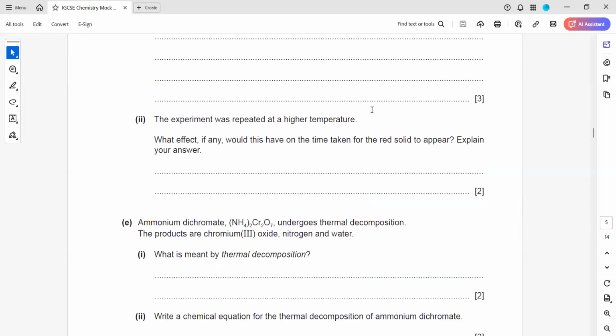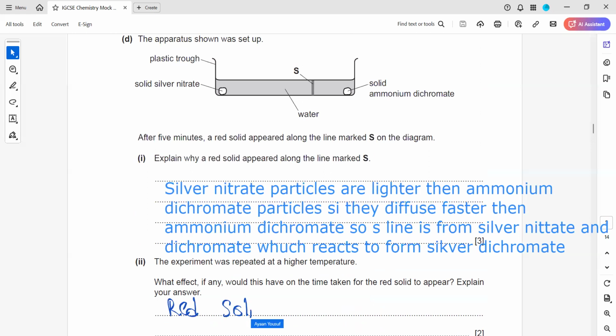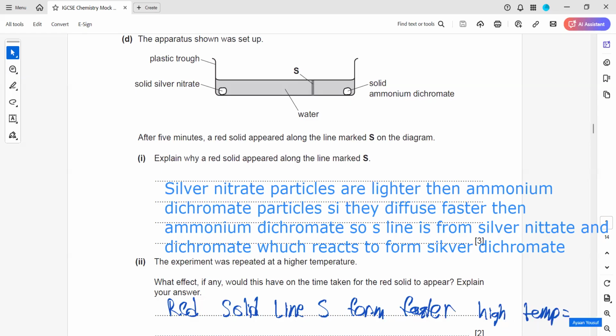Experiment was repeated at a higher temperature. What effect will it have on the time? And explain your answer. So the red solid will form faster because at high temperature there is a greater rate of diffusion. In a short time, and the reason is higher temperature, greater rate of diffusion.